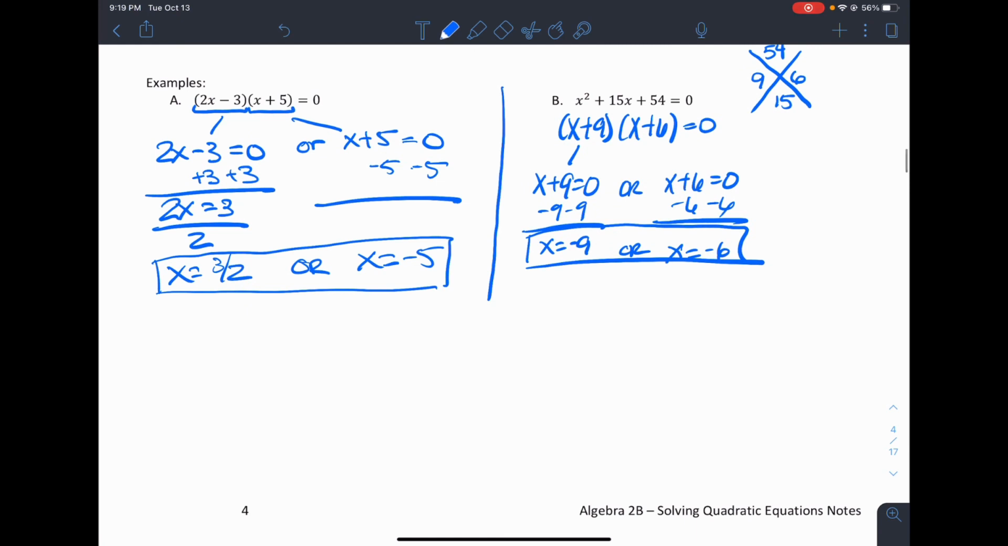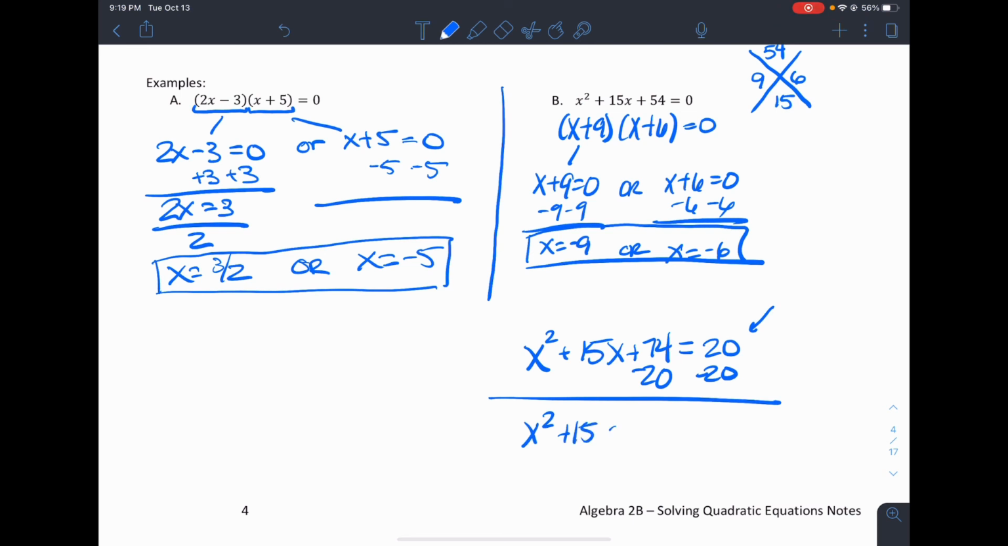Now, one thing is if the equation doesn't initially equal 0, so if you had like x squared plus 15x plus 74 equals 20, you would just want to make sure that you subtract that 20 first. And then you get x squared plus 15x plus 54 equals 0, which is right what we started with here. So just make sure that one side of the equation does equal 0.